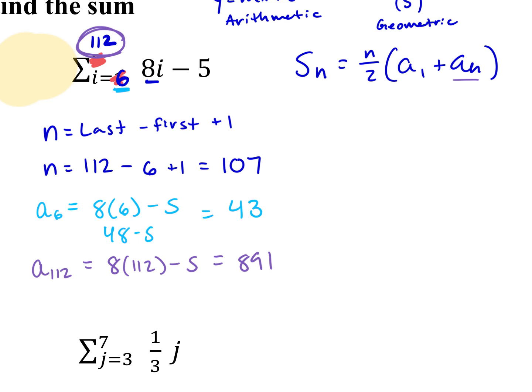So now we're going to plug all of these into our formula. S sub n is equal to 107 over 2 times 43 plus 891.